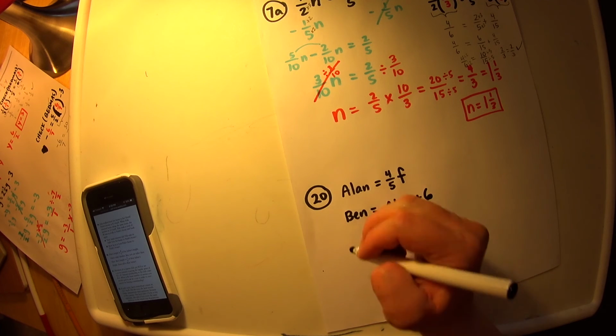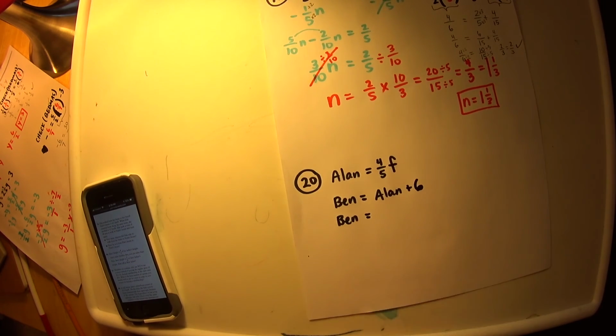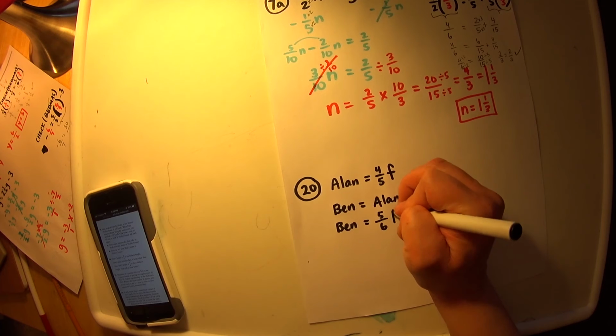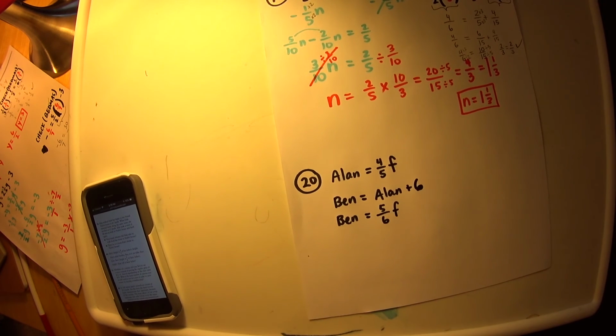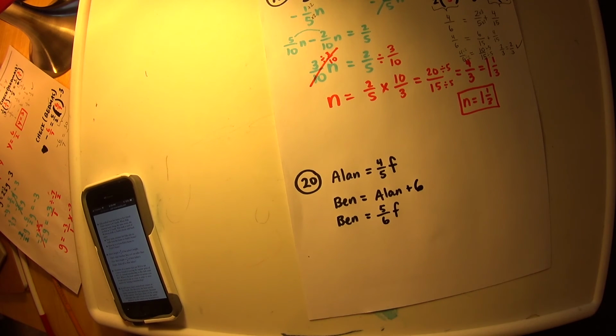Ben's height, so again we're given another specific of Ben. Ben's height is 5/6 of the father's height. Again, the unknown, our F there. How tall is their father? So that's ultimately what we're trying to find, is the value of F. So we need to put this together as an equation.